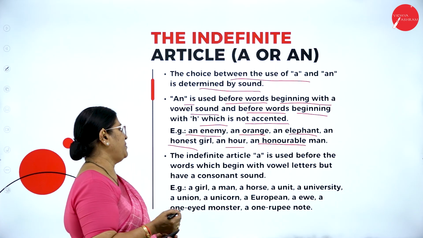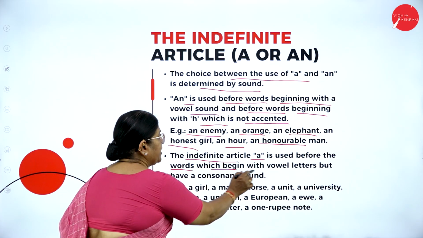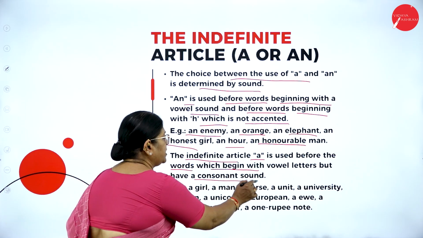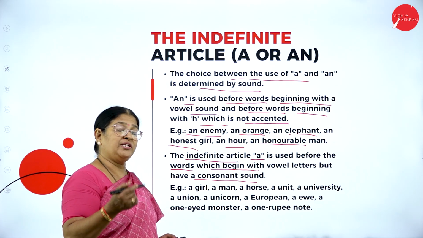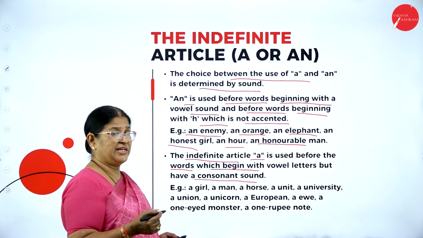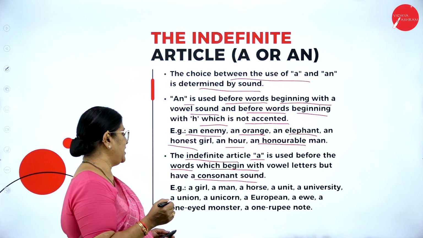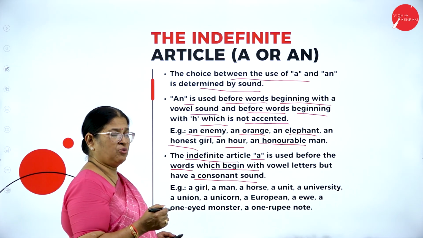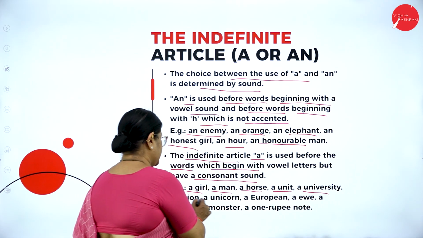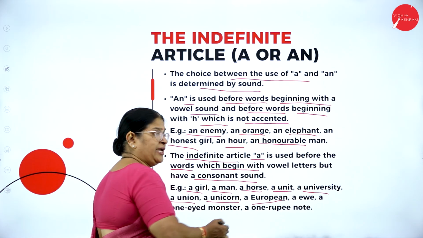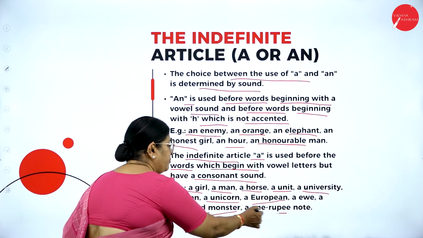The indefinite article a is used before words which begin with vowel letters but have a consonant sound. Consonant means other than the vowels A, E, I, O, U, all the other alphabets will be called consonants. So the indefinite article a is used before words which begin with vowel letters but have a consonant sound. So here, a girl, a man, a horse, a unit, a university, a union, a unicorn, a European, a Eve, a one-eyed monster, a 1 rupee note.